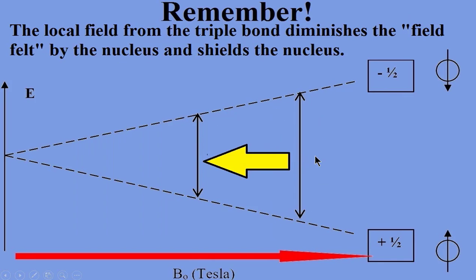And so now that magnetic field felt by the hydrogen nucleus is smaller than the external magnetic field alone, because the localized field from the pi electrons is working against the external magnetic field. And so the field strength felt is diminished, and that gap in energy between the two states for the hydrogen nucleus is diminished once more.